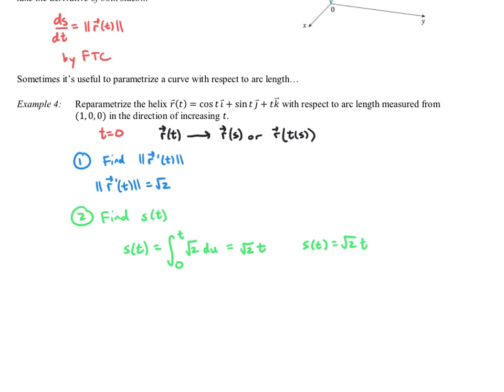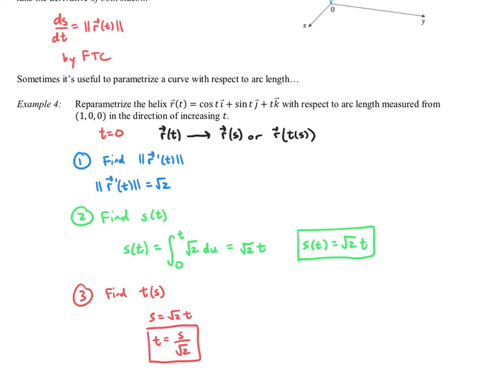Okay, step number 3. Step number 3 is that we're going to find t of s. So in other words, a fancy way of saying that is that we're just taking this green equation that we just found in the previous step, and we're going to solve that for t. So we have s equal to the square root of 2 times t, and we're just going to solve that for t by getting s divided by the square root of 2. All right, so that's really our first 3 steps.